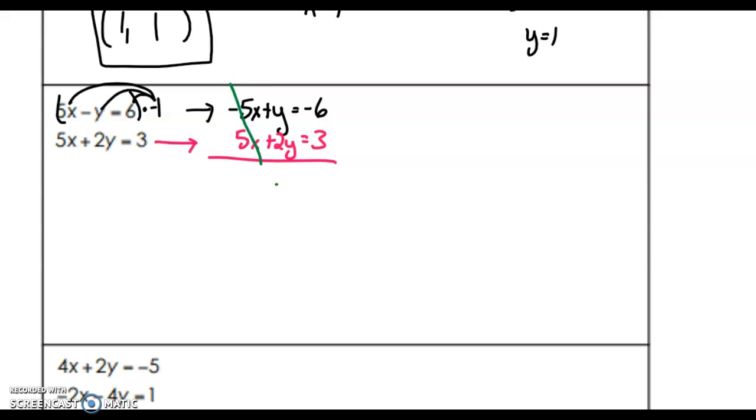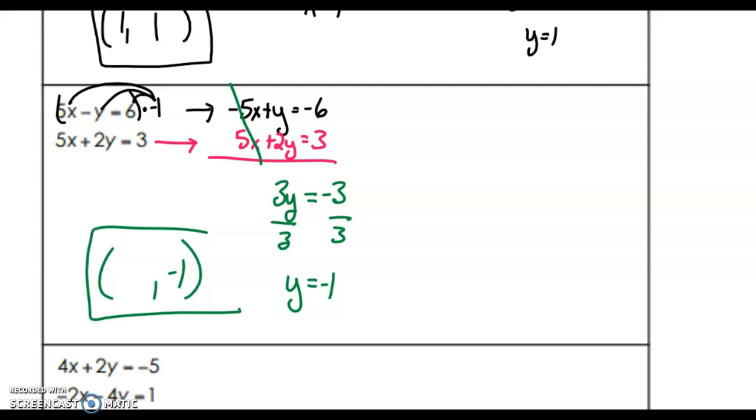So y plus 2y is 3y. Negative 6 plus 3 is negative 3. Now to get y by itself, divide by 3. So we get y equals negative 1. Okay, so now we need x. So remember, you can pick either equation, the top or the bottom. It really makes no difference. It's just whatever you want to do. I'm going to choose the bottom equation. So I have 5x plus 2y equals 3.